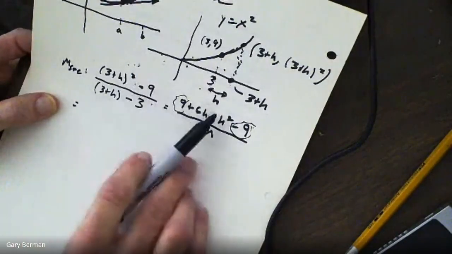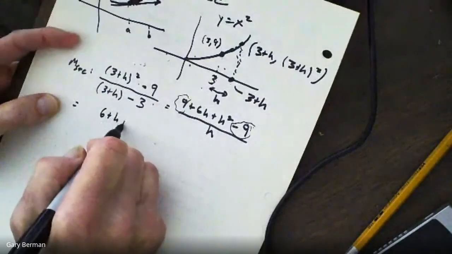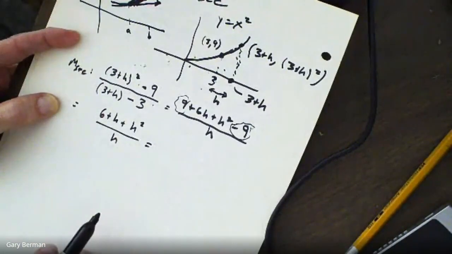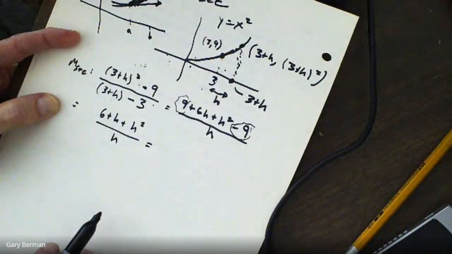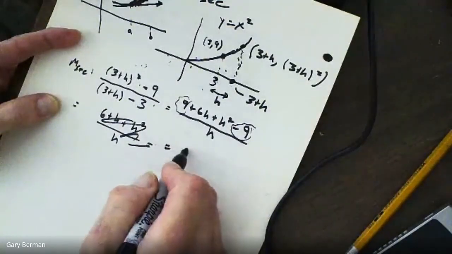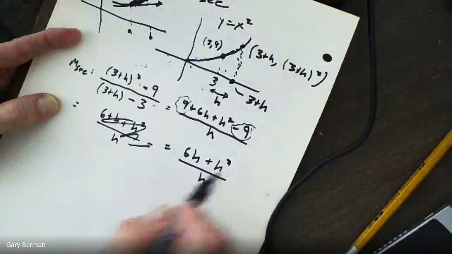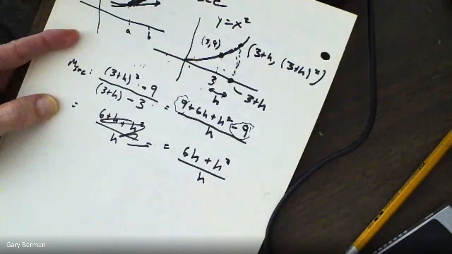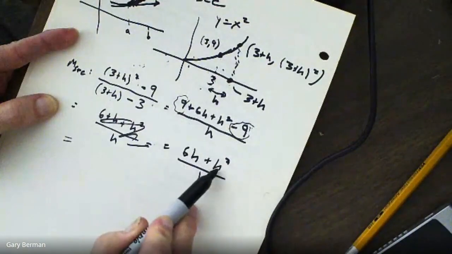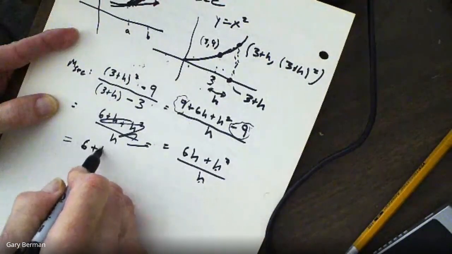So we multiply this out, and now what are we left with? Not 6 plus h; I said it wrong. It's 6h plus h squared, I'm sorry, my mistake, over h. Now we can cancel out this h with this h. This is h squared, so we can cancel one of them with that h. So we get 6 plus h as the result.